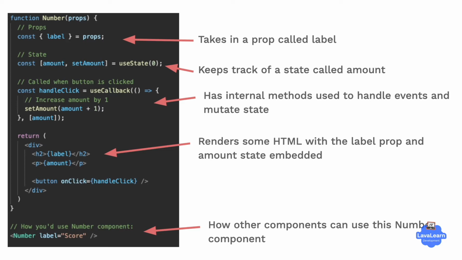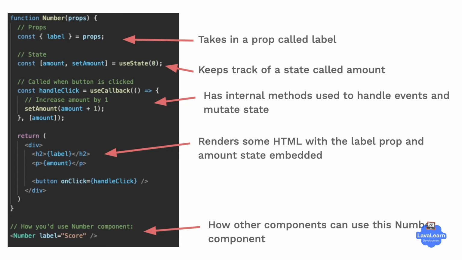The second thing is that we're declaring a state variable called amount, and we're defaulting it to 0. The third arrow is calling out an internal method that we'll use to handle click events, and this will mutate our state by updating our amount variable by 1. The fourth arrow is calling out what this component will look like when it's rendered, and so it'll actually embed some of those variables into the HTML.